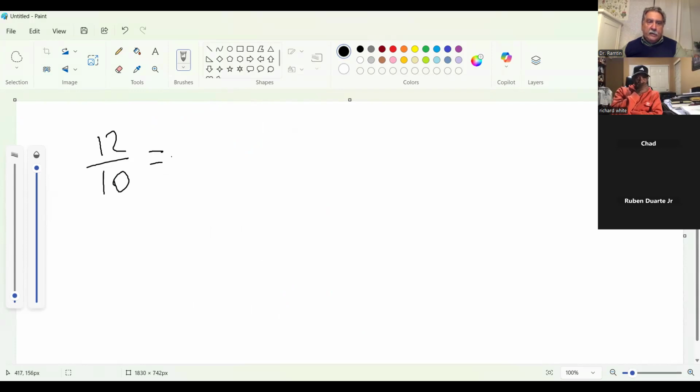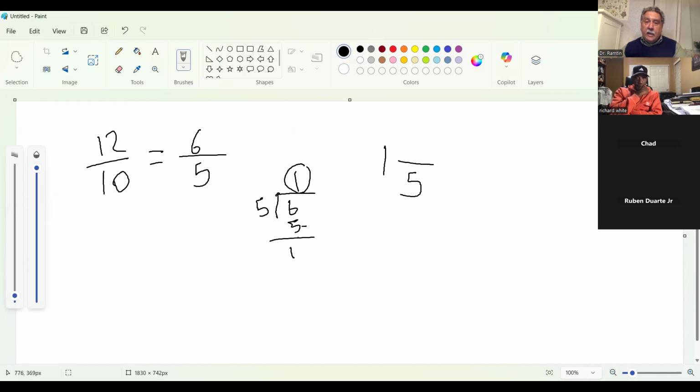This can be simplified: if I divide both the numerator and denominator by 2, this becomes 6 and this becomes 5. But this is an improper fraction. If I want to write it as a mixed number, I have to divide 6 by 5. 5 goes into 6 one time, so the denominator remains the same, the quotient becomes your whole digit, and the remainder becomes your numerator. That's how you get 1 1/5.